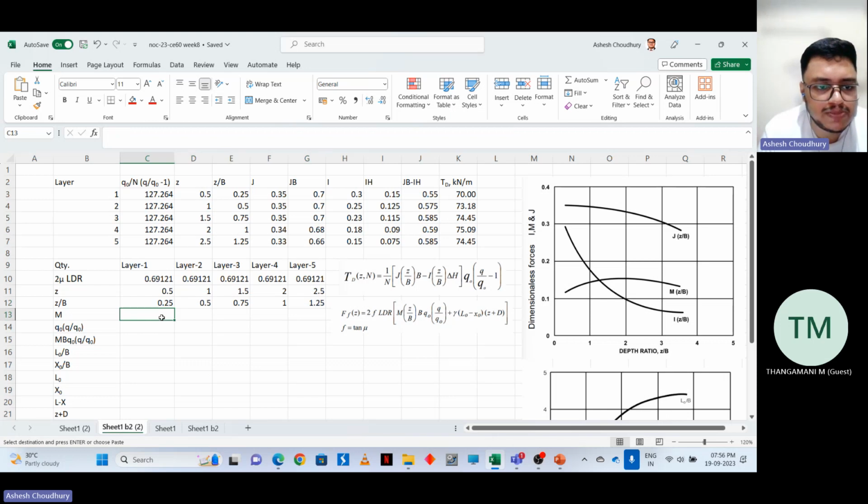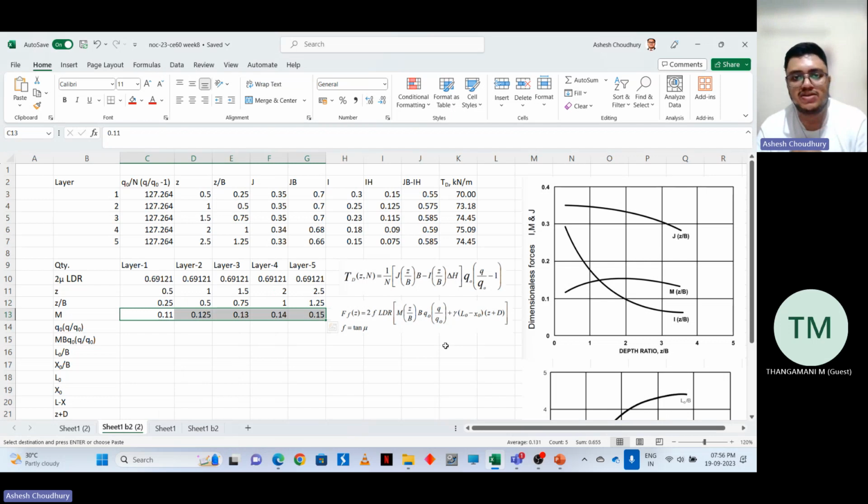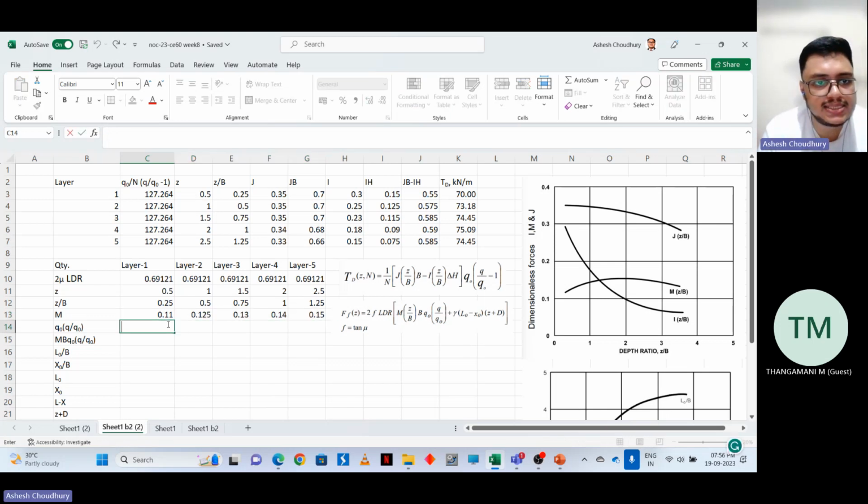I will just copy the values from here. Okay, but these are also approximate. I just did that previously using the same values, just to check one. So I'm just copying that, so that we don't waste time in this. Right? So M we get. Now next what we can do?